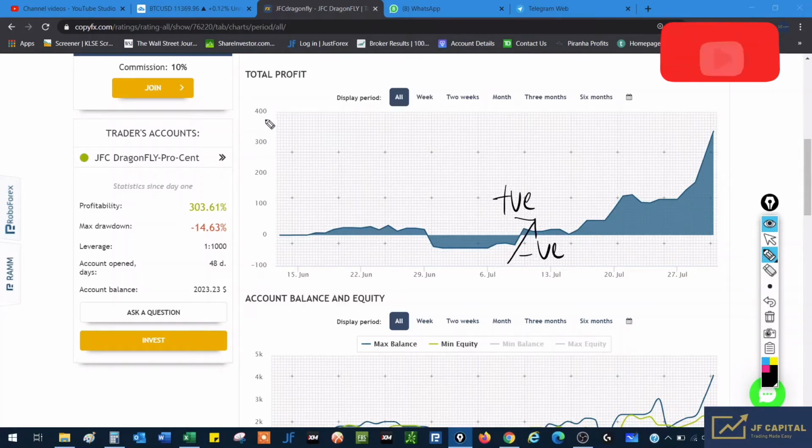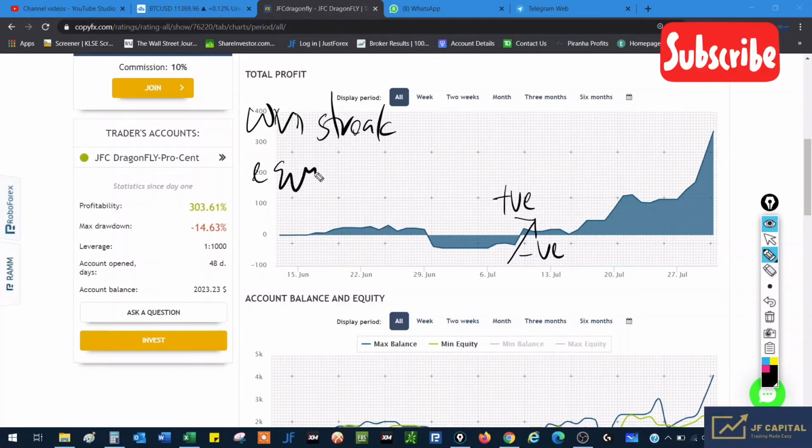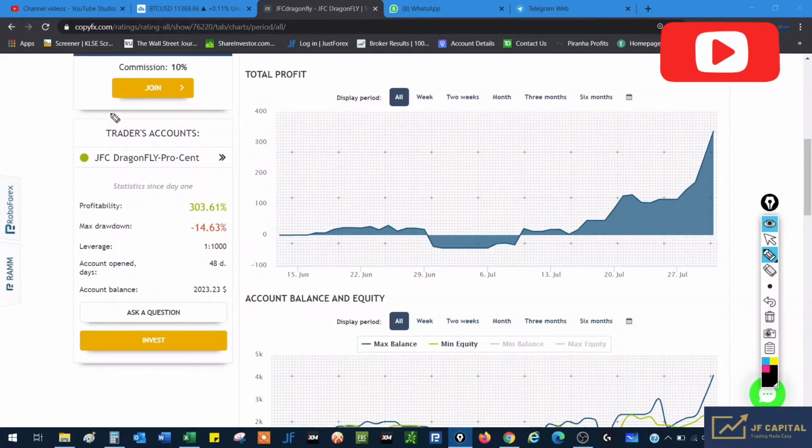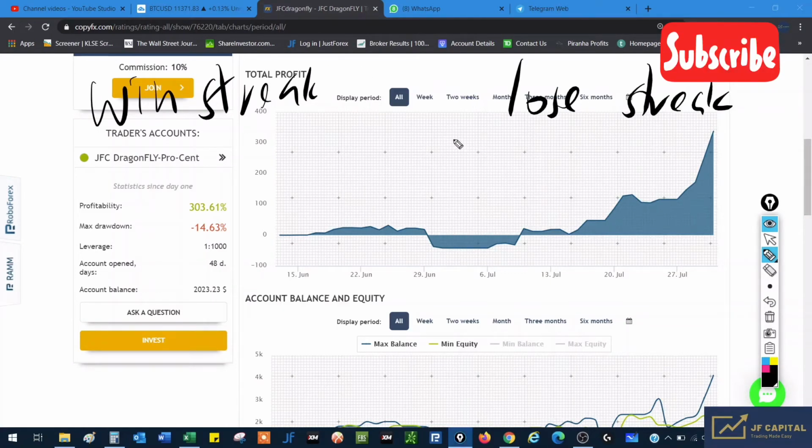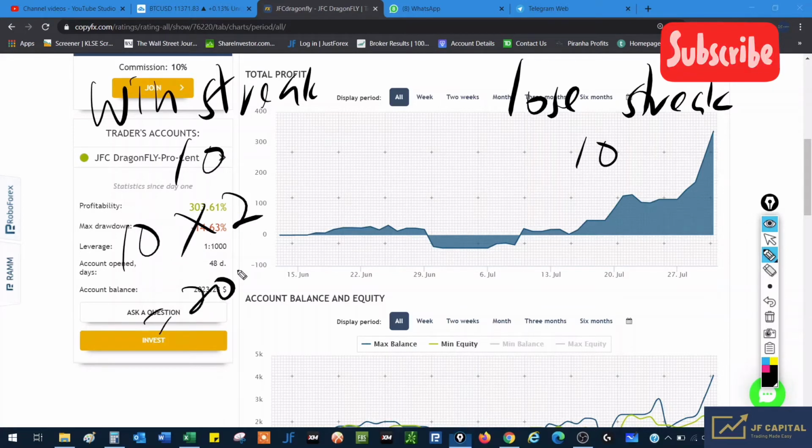So for my strategy, when there's a winning streak, my equity will grow very fast. Because let's say we have a win streak and we have a lose streak. Okay, so with win streak we have 10, lose streak we also have 10, but when a win streak happens, my 10 times 2, so I have 200 R.